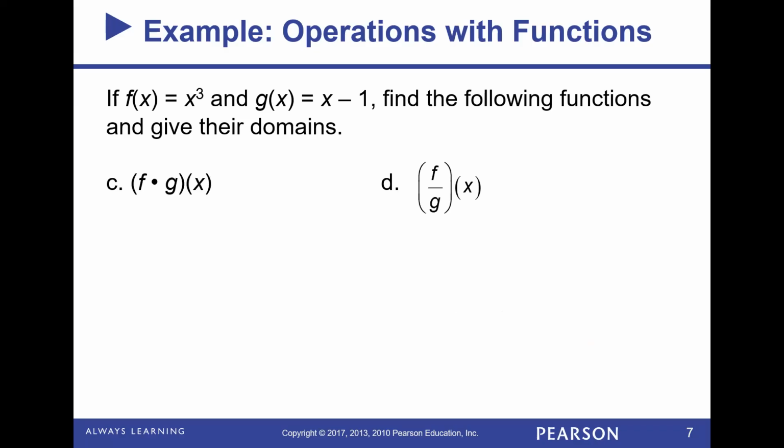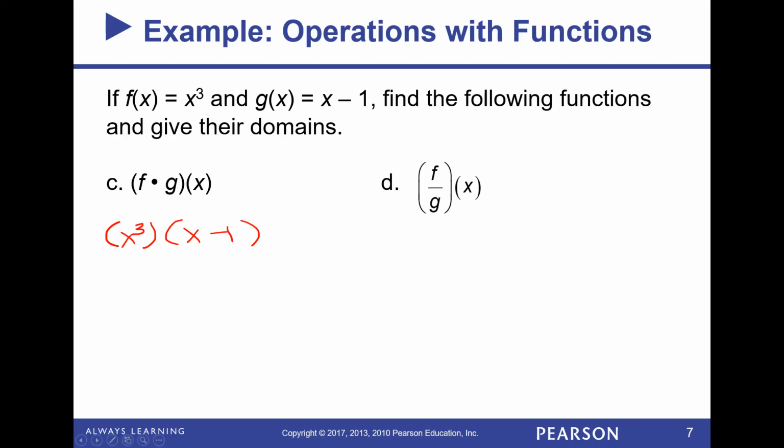Let's try with our multiplication and division now. So with the multiplication, we'll do that one first. We basically have the two things being multiplied together. So I'm literally going to take x cubed times x minus 1.